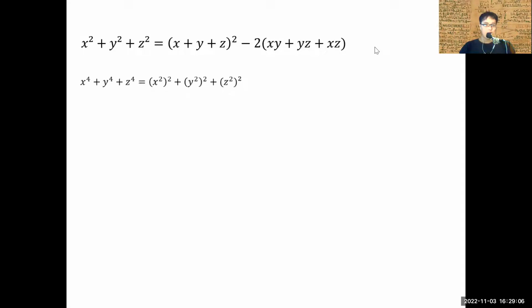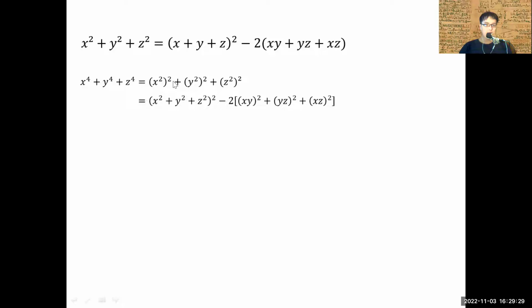Before that, I'm just going to write down what x to the power of 4 plus y to the power of 4 plus z to the power of 4 equals. We all know that we can take out the squares, and you have x squared squared plus y squared squared plus z squared squared. This one is pretty straightforward.